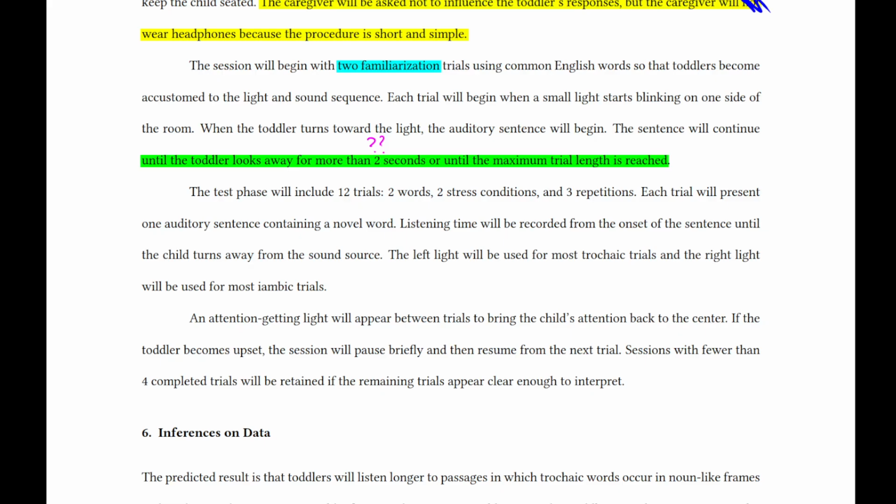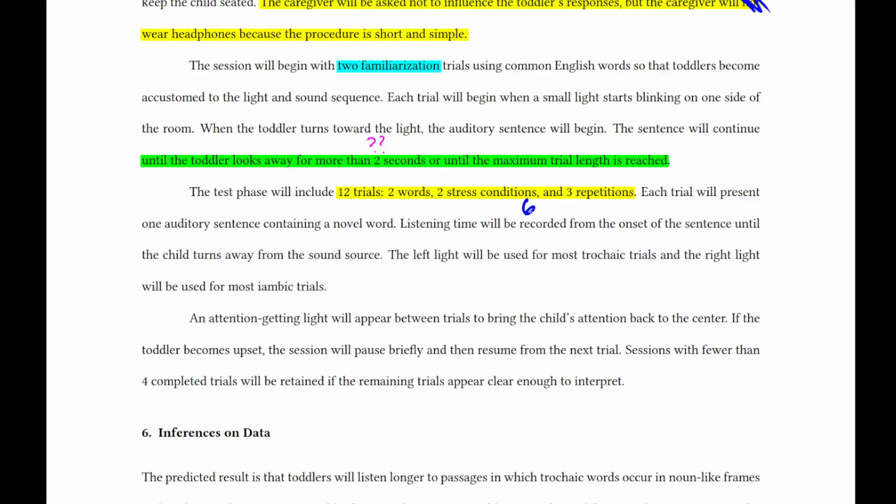Test phase will include 12 trials, 2 words, 2 stress conditions, and 3 repetitions. So we are repeating conditions here. If we have 6 example trials, for example, we have our 2 words and 2 stress, which is basically 1 word per stress, and then 3 repetitions each. We're really only totaling 6 different trials. This is expressed in the sample items as well, which means that every child is hearing the same trial twice.